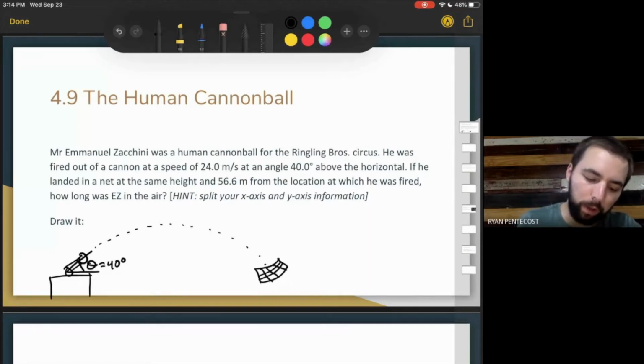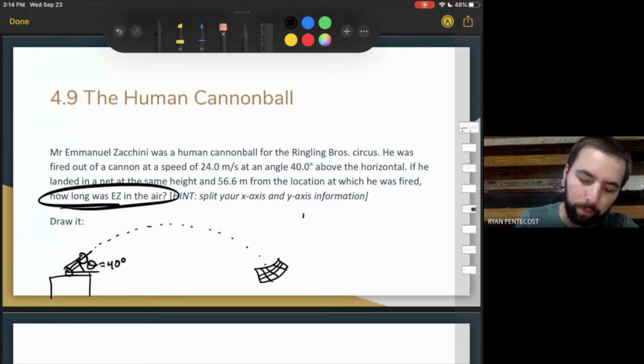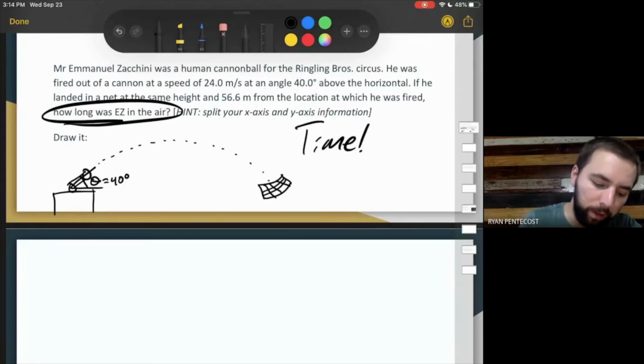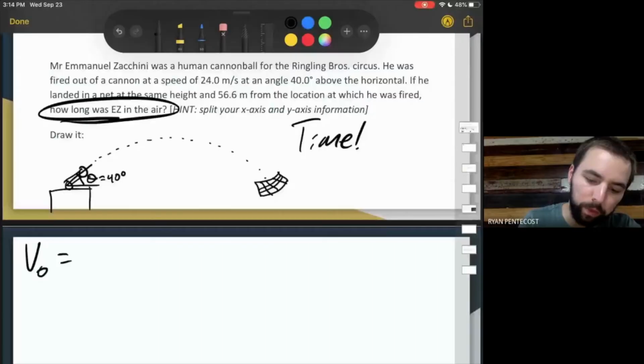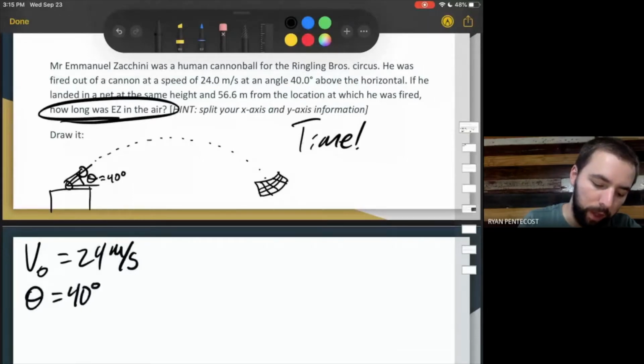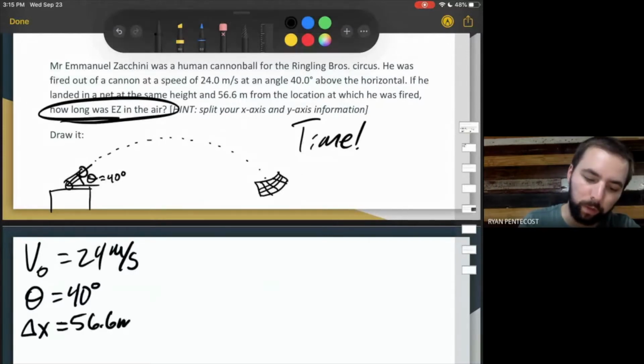Now we want to know how long he was in the air, so we want to know a time. So let's look at what we're given. He is fired out of the cannon. V naught is 24 meters per second. Theta is 40 degrees. And delta X is 56.6 meters. Okay, so that's what we have so far. What we want is time.